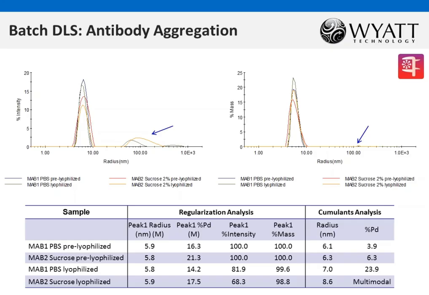What happens when we analyze the DLS data using cumulants analysis? Note that when using cumulants, we're not able to resolve different species. Therefore, the average hydrodynamic radii are shifted to larger values for the formulations containing aggregates, essentially averaging the protein and the aggregate peaks. Cumulants analysis will never resolve multiple species.